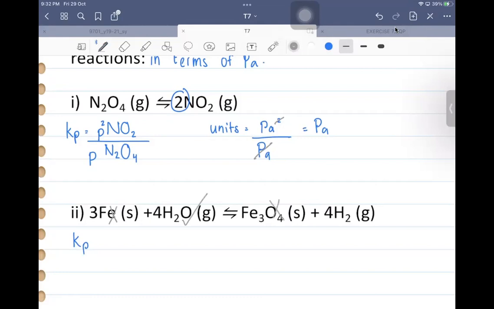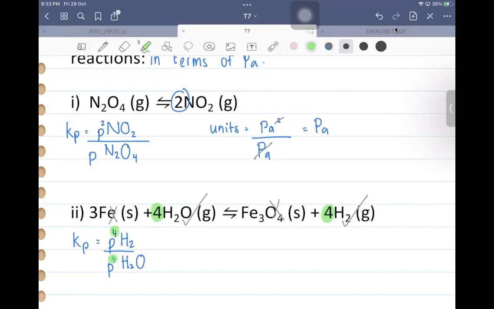Fe3O4 is a solid, not included. H2 is a gas, is fine. So when I write down my Kp, it is the partial pressure of my hydrogen product, and only hydrogen, raised to the power of 4 over the partial pressure of my reactant. In this case, only H2O is included because it is a gas, raised to the power of 4 as well because of the stoichiometric number.